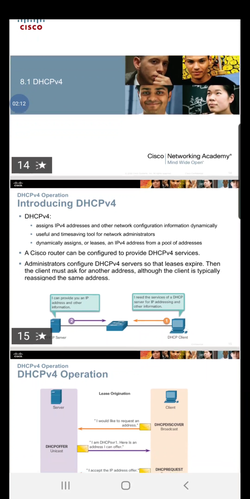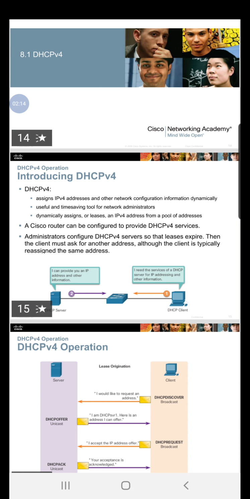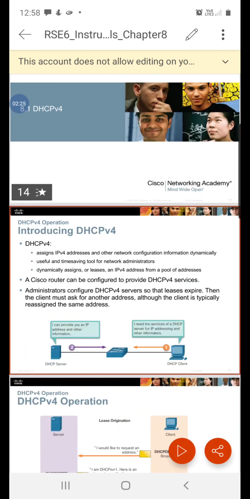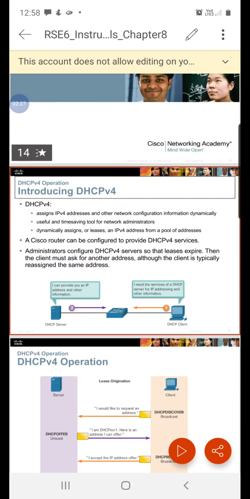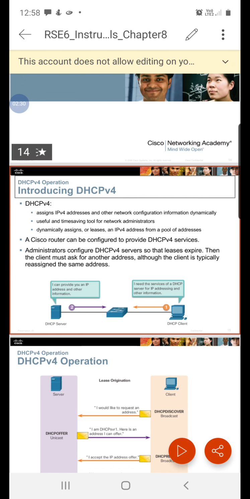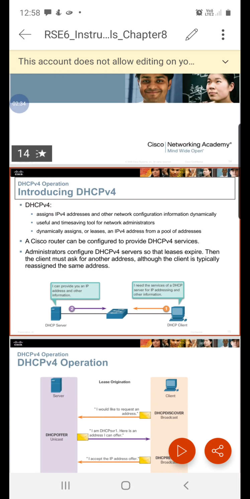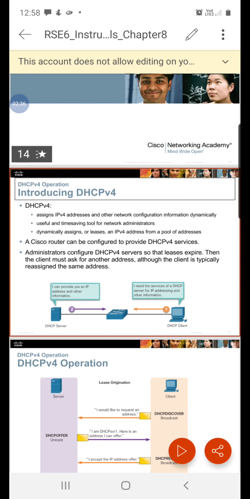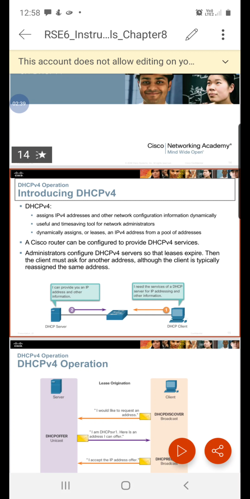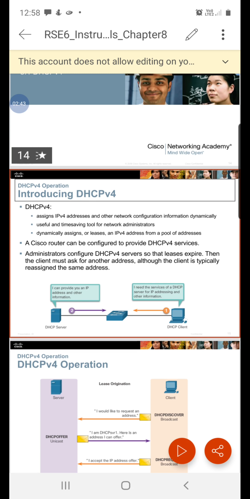Like I already said, DHCP version 4 is used to assign IP version 4 addresses, and it is very useful for the administrator, because it reduces the time of configuration. If you are not using the DHCP protocol, the administrator has to assign the IP addresses to all the devices manually. That is a time consuming process, so DHCP saves time.